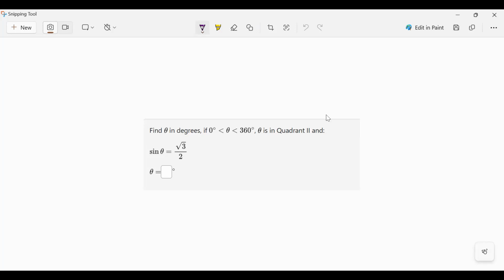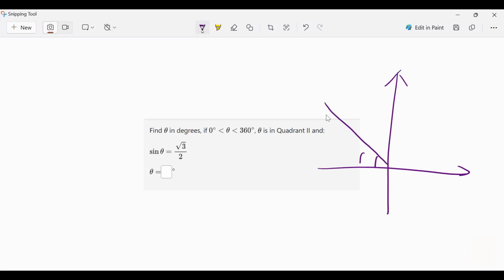All right, let's go over the solution. Again, this angle is in quadrant number 2, so you're going to put it in quadrant number 2. We're looking for this angle actually, but we're going to find the reference angle first. In quadrant number 2, sine is positive. Okay, sine is positive.